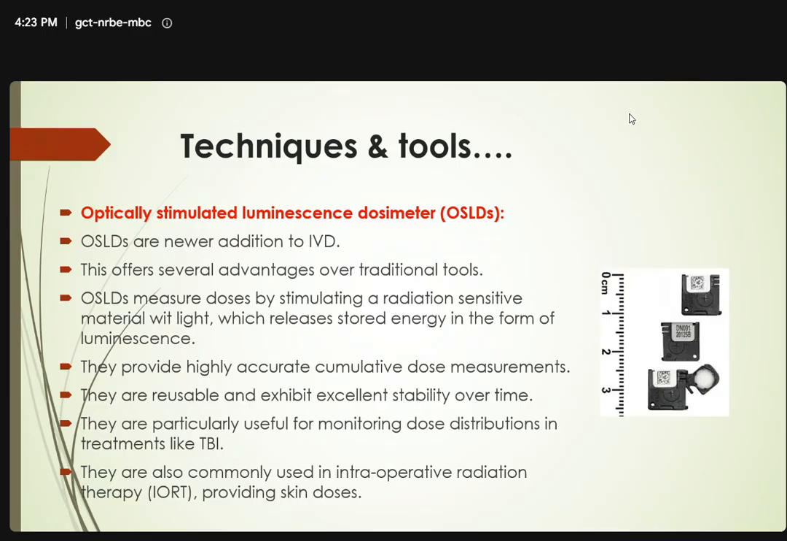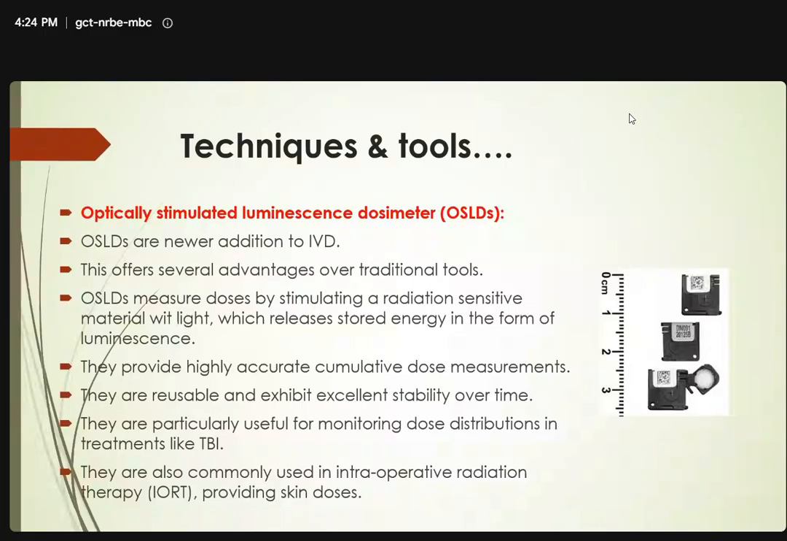Next is optically stimulated luminescence dosimeter, that is called OSLDs. OSLDs are a newer addition to in vivo dosimetry, and this offers several advantages over traditional tools. OSLDs measure doses by stimulating a radiation sensitive material with light, which releases stored energy in the form of luminescence. They provide highly accurate cumulative dose measurements. They are reusable and exhibit excellent stability over time.